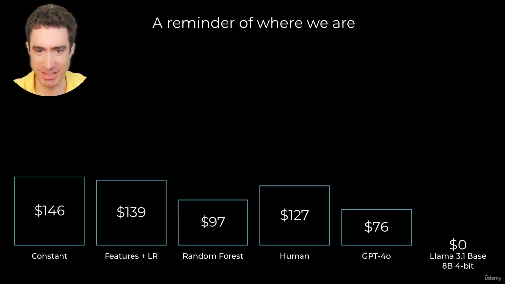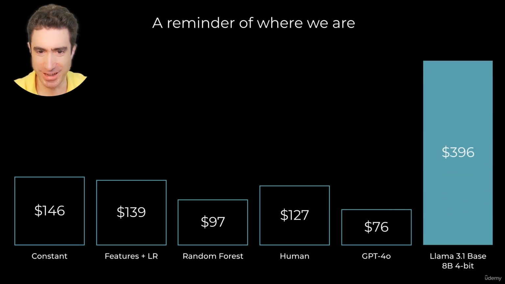GPT-4, the big guy, did very nicely indeed at 76. And the base Llama 3.1 untrained, quantized down to 4-bit, did an appalling $396 of error. I'm much better off just sticking with a constant than using an untrained Llama. The poor thing did not do particularly well at all. So I go through this one more time so that you have this nicely framed.